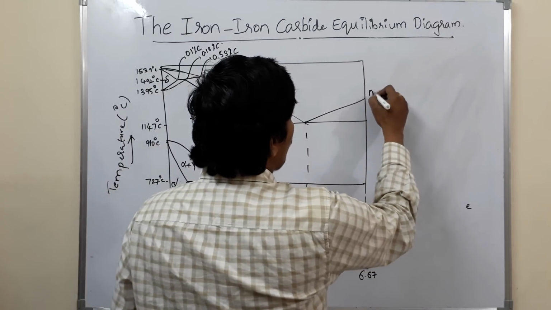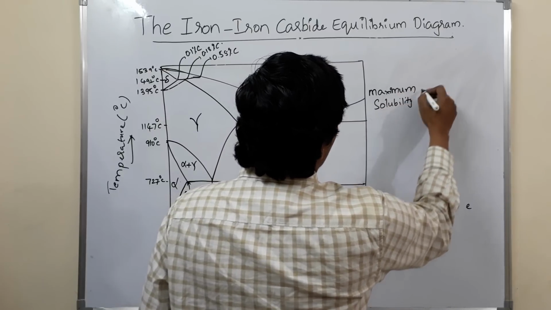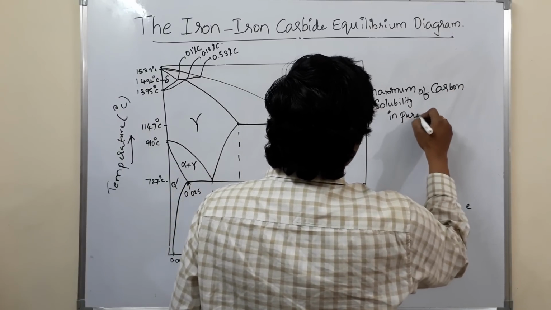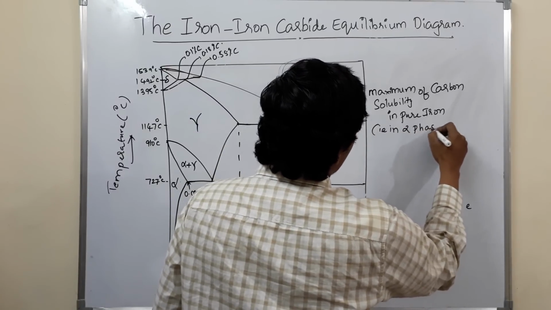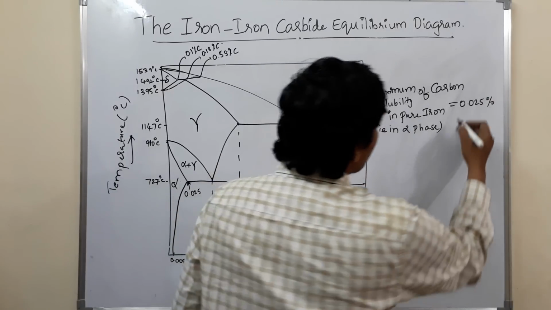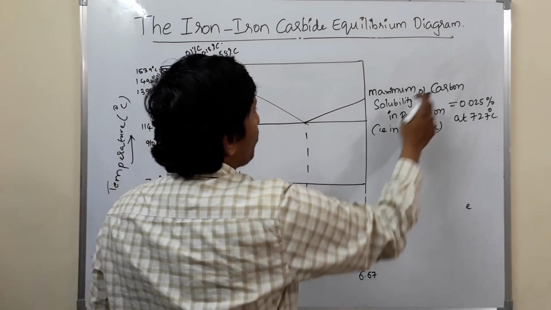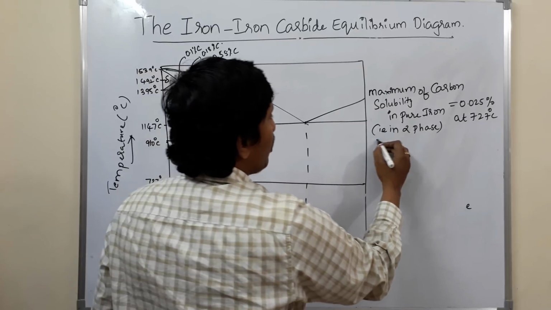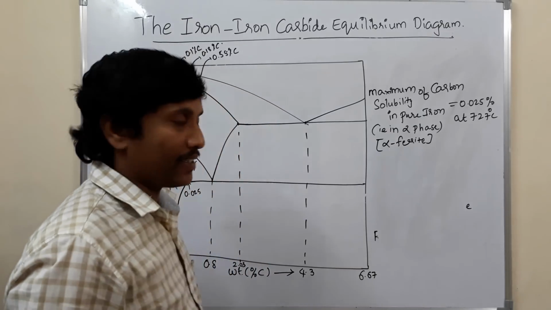So what is the maximum solubility of carbon in pure iron, that is in the alpha phase? It is equal to 0.025 percentage at how much temperature? 727 degrees centigrade. So the maximum solubility of carbon in pure iron, which is called alpha solid solution, alpha phase, or alpha ferrite, is 0.025 percentage.